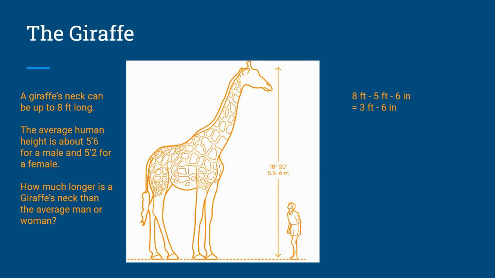All right. So we have 8 feet. Let's get our 8 feet right here. That's where we get 8 feet from. Minus 5 feet, minus 6 inches. So we have our 5 feet 6 inches right here for a male. So 8 feet minus 5 feet equals what? 3 feet.